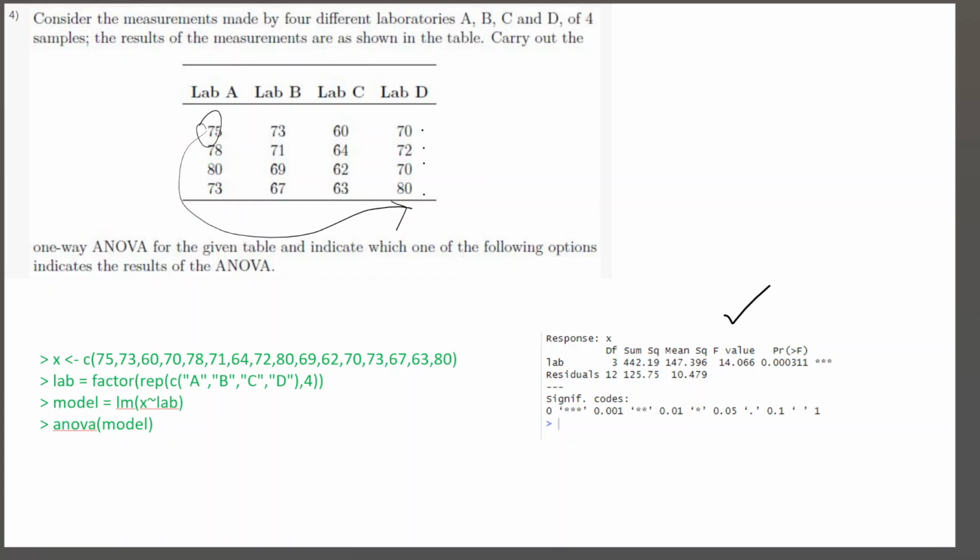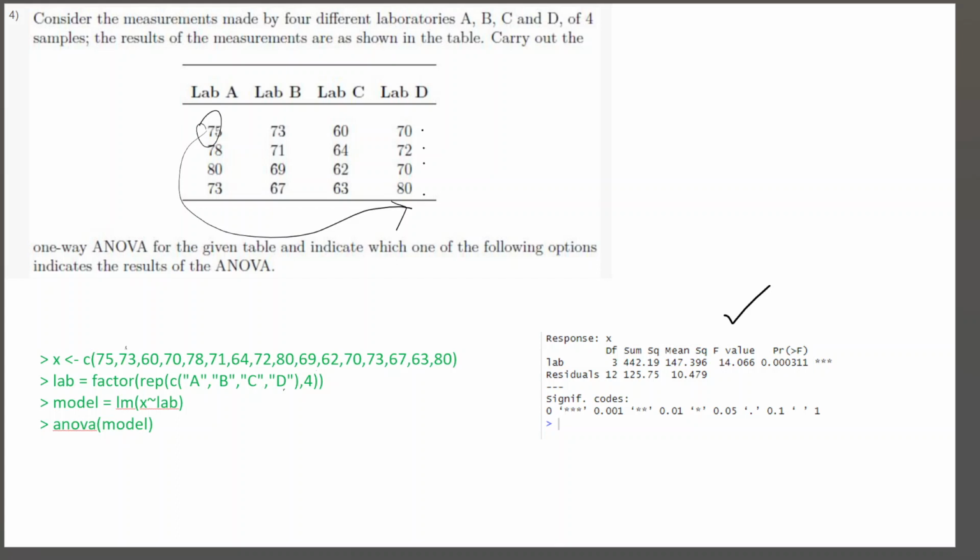Once it will assign 75 to A, 73 to B, and 60 to C, and 70 to D. Again, since we have given 4, it will go back to A. So the next value 78 will be stored to A, 71 to B, 64 to C. So like this, it will store. You can also store it in terms of a matrix. That's also possible. This is one way of invoking the values.